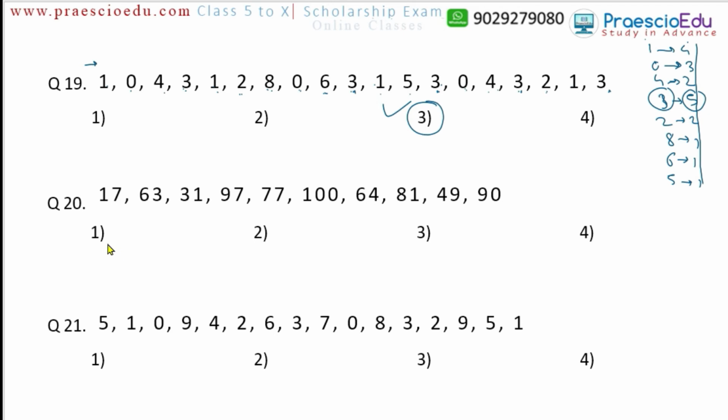Now the question number 20. In the above number series, how many numbers have digits whose sum is a square number? So this is a 2-digit number. If you add each digit of this number, 1 plus 7 is 8, 6 plus 3 is 9. So that summation, or we can say the addition, should be a square number. Now 1 plus 7 cannot be a square number, but 6 plus 3, 9 comes.